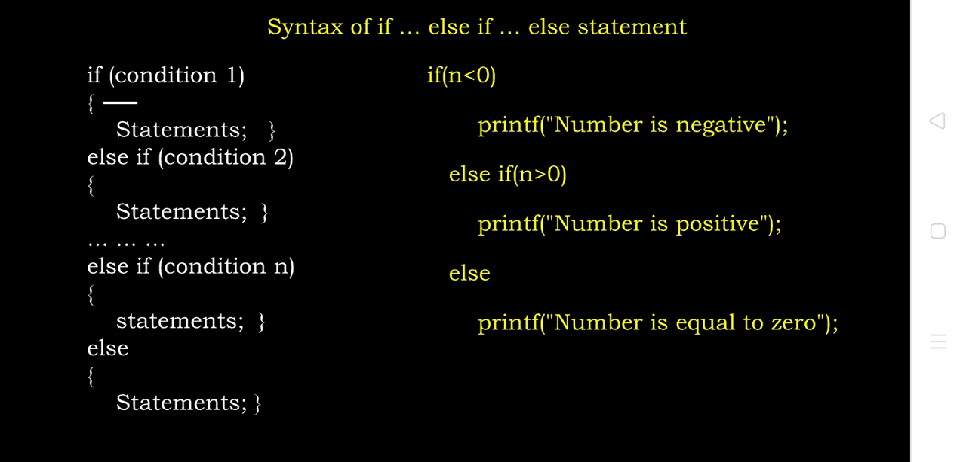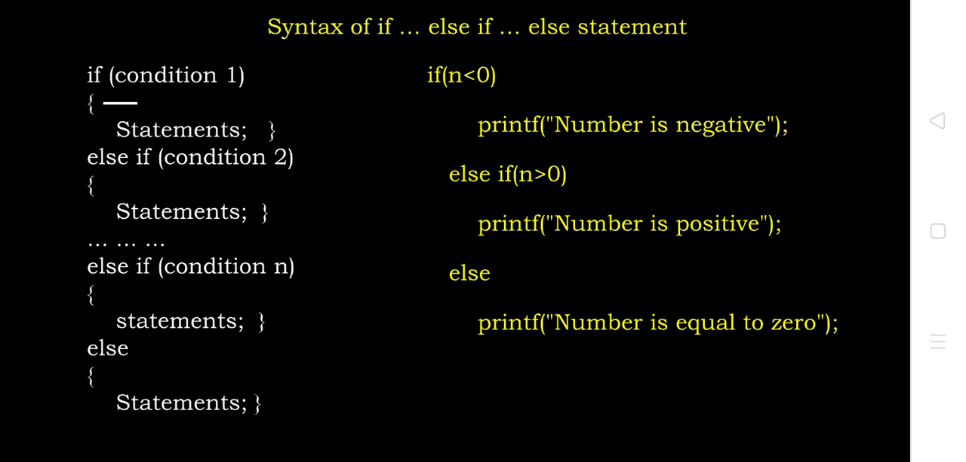If n is less than 0, print number is negative. Else if n is greater than 0, the number is positive. Likewise, you have two-way options, if and else if. Then for the last else, we can print the number is equal to 0, or some other statement also. So here all are single statements.